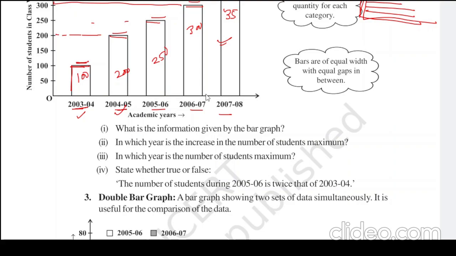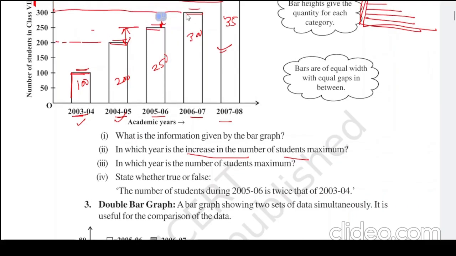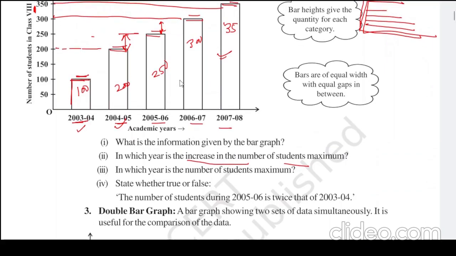So here are some of the questions or some of the information that we can get directly from this bar chart. This basically gives the year-wise number of students in class 8 in a particular school. In which year is the increase in number of students maximum? In this year there was an increase of 250 from 200, so 50 increase. There is also a 50 increase here. Here is also an increment of 50. But here you see there is an increment of 100. So this year, 2004 to 5, there is maximum increment in number of students.